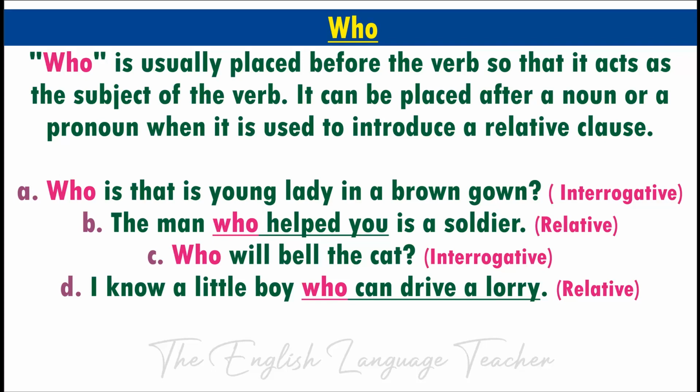helped you. In example C, who will bell the cat? This is a popular idiom in English. Who will bell the cat? In this case, who is used as an interrogative pronoun. Example D says, I know a little boy who can drive a lorry. In this case, who is used as a relative pronoun. It introduces the relative clause, who can drive a lorry.